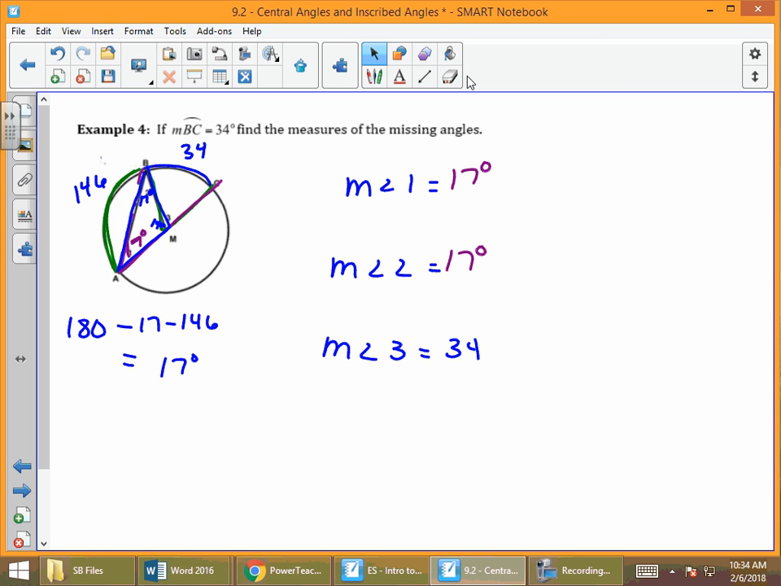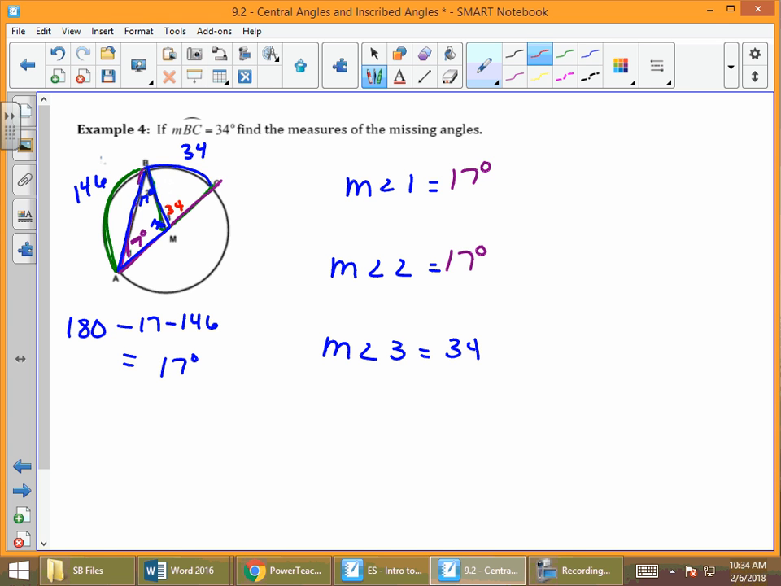Okay. You could have also said, oh, this arc is 34, I know this central angle is 34. And these two angles next to each other make a linear pair. Well, linear pair angles add to 180. 180 minus 34 gives you 146. Do the same math, so you get the right answer. Different way of looking at it.